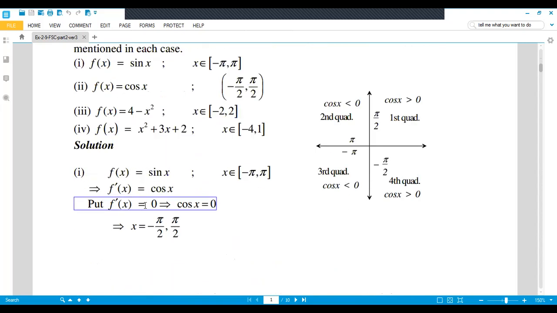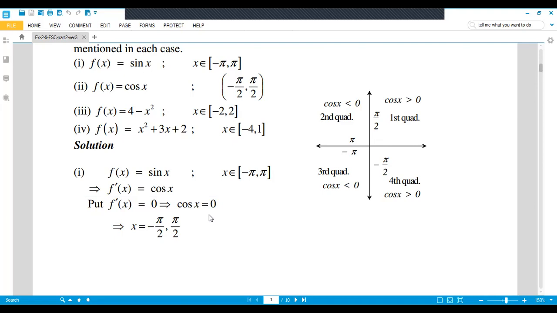So what will we do? Put f prime of x equal to 0. So you put the value of f prime of x, which is cos of x equal to 0, where the x values are minus pi by 2 and plus pi by 2. How? Look, this is cos of x. With your calculator, when you shift cos to the other side, that will be cos inverse. So when you find cos inverse of 0 from your calculator, it is equal to 90 degrees.